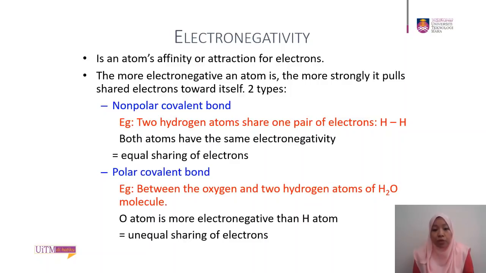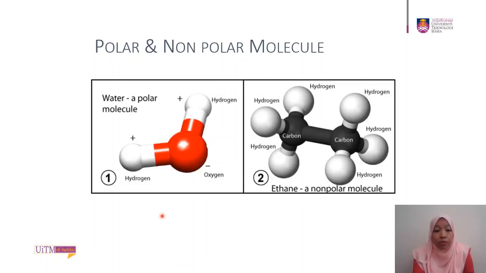Different with polar covalent bond. A polar covalent bond is formed between the oxygen and two hydrogen atoms in water. In order to form water, we need two hydrogen and oxygen. So in this case, oxygen has higher electronegativity compared to hydrogen. So oxygen will attract electrons more towards itself compared to hydrogen. So there'll be unequal sharing of electrons, okay? All right, so these are the examples of the polar covalent bond between the oxygen and two hydrogen. So this is the water molecule. This is another example of a non-polar molecule, which is ethene. Okay.